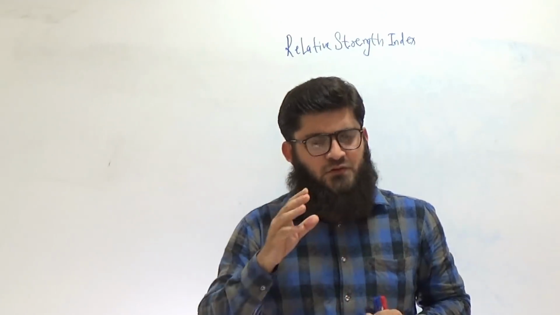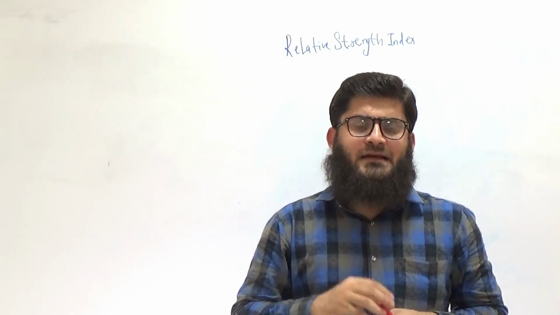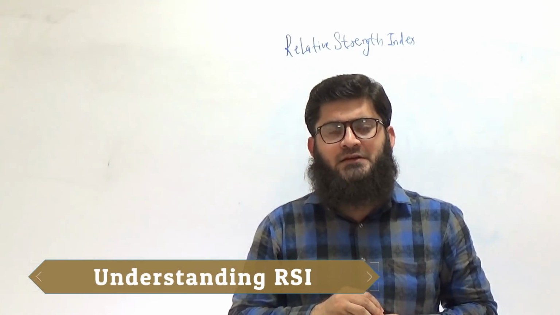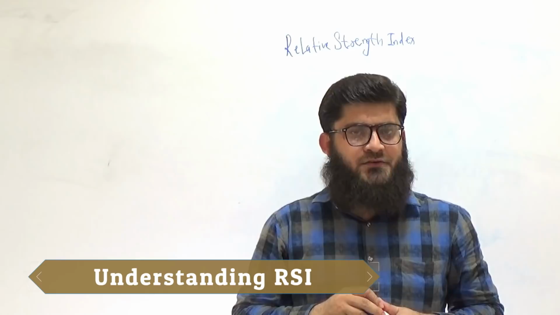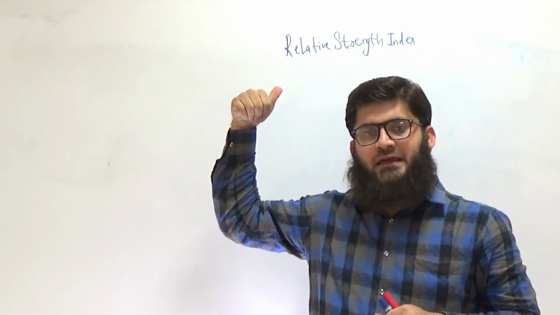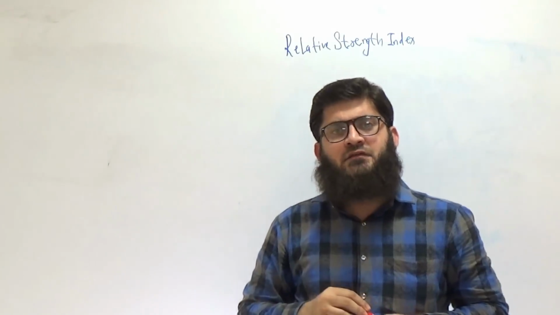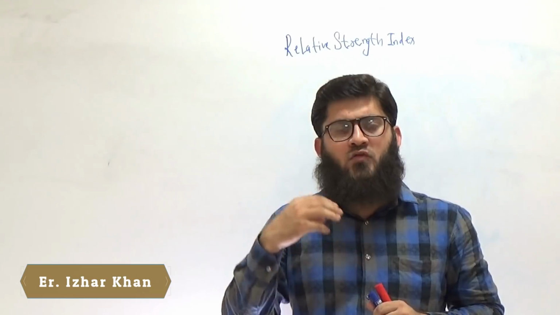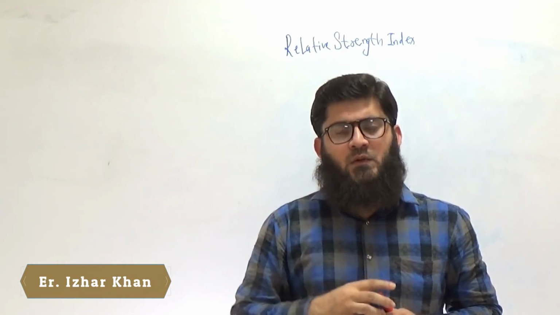Hello friends, today we are going to discuss indicators. Indicators are ones which help us understand the price movement of a particular stock in the stock market. Now today we are going to learn about one of the indicators called the relative strength index. The relative strength index is a very important indicator which helps us understand whether the stock is overbought or oversold in a given market.